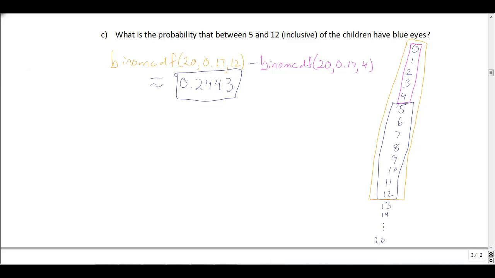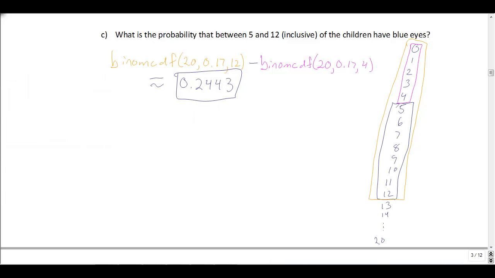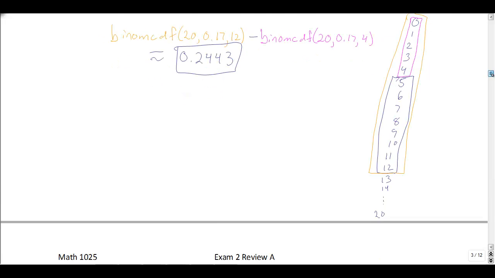So I just wanted to do that so you could see there are some technologies that can do this in one shot, so you don't do the difference of these binomials. Obviously a little bit nicer, but it's nice to know how to do this as a subtraction. Anyway, okay, so that's an add-on thing.